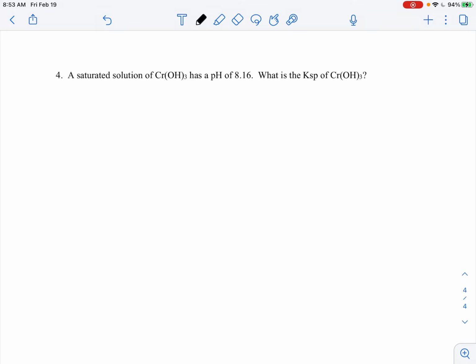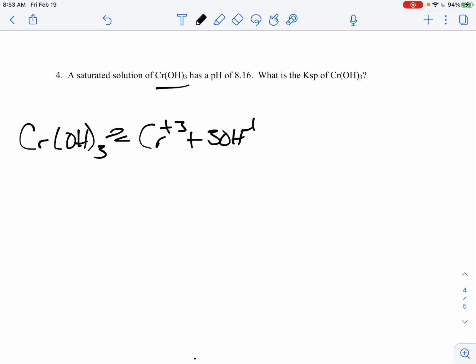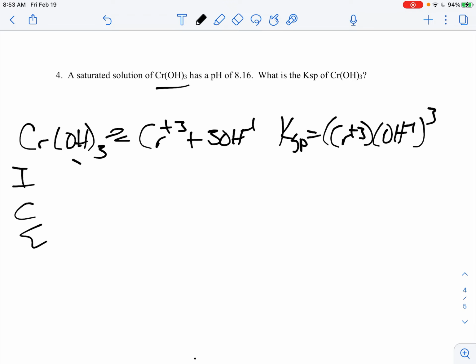And finally, number 4 here, it's no different than the other ones, except that your ratios are slightly different, and therefore your math is going to be slightly different. So I've got chromium(III) hydroxide, and that's going to then break into the chromium plus 3 ions and 3 OH negatives, which means then that my Ksp is going to be equal to the chromium plus 3 times the OH negative cubed. I've got an I, a C, and an E, and I don't care about that because it's a solid.